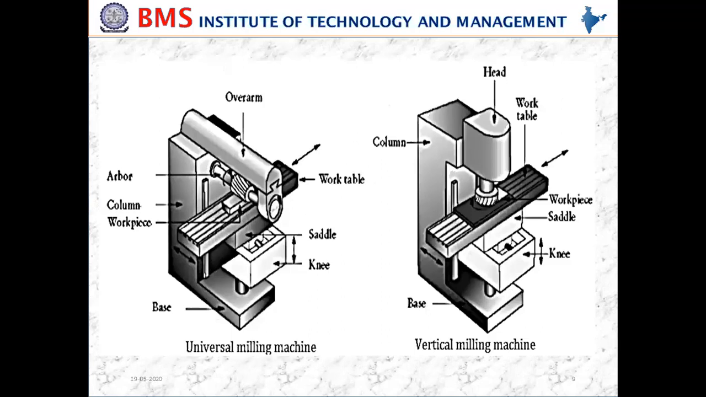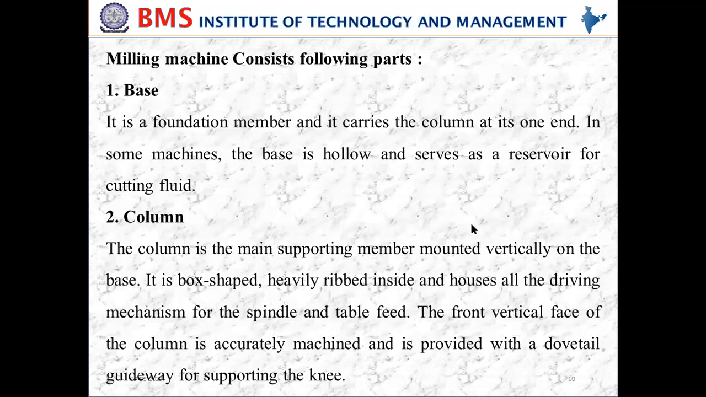And see that there are different types of milling machines which we can see. This is one kind of milling machine, called a universal milling machine, and this one is called a vertical milling machine. Okay, universal milling machine and vertical milling machine. And the milling machines consist of the following parts.